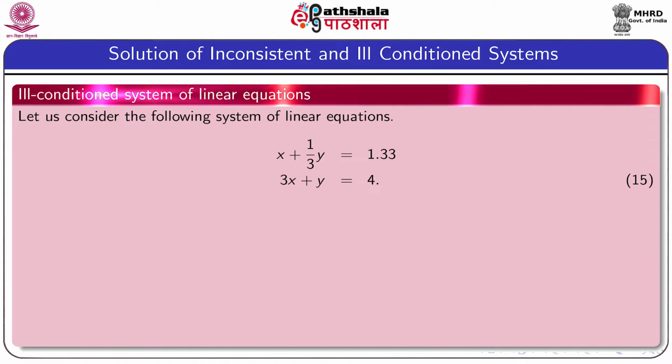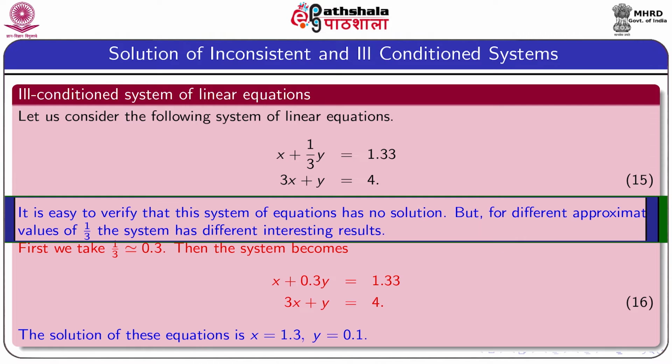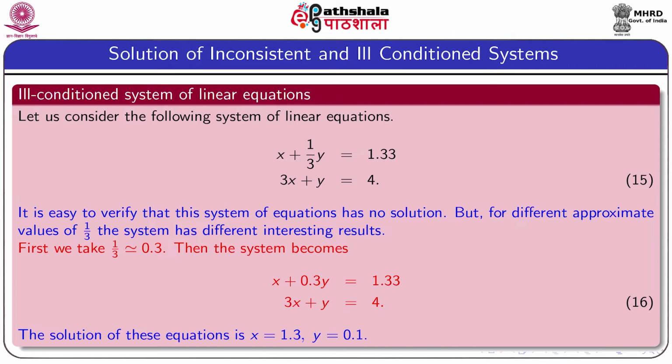Now we consider a very interesting system of equations. The first equation is x plus 1/3 y equal to 1.33. The second equation is 3x plus y equal to 4. It is easy to verify that this system of equations has no solution. That means it is an inconsistent system of equations, but for different approximate values of 1/3, one can get different interesting solutions of the system of equations 15.